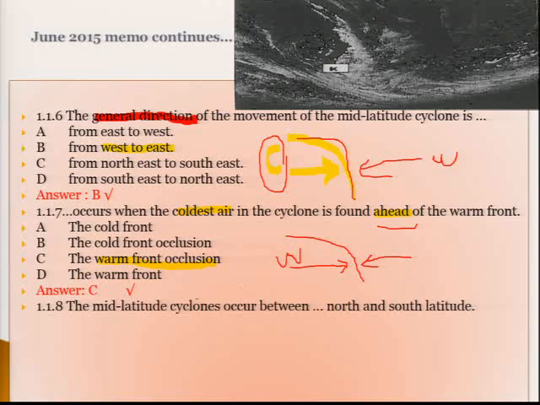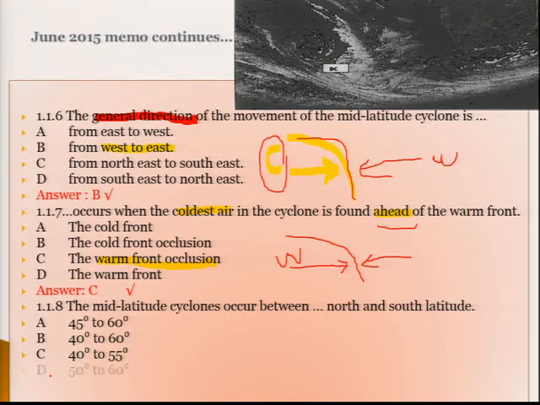Let's move to 1.1.8. Mid-latitude cyclones occur between what, of the north and the south latitude? Is it occurring between 40 to 60 degrees? Is it occurring between 45 to 60? Or between 40 to 60 degrees? Or between 40 to 55 degrees? Or 50 to 60 degrees? The latitudinal position of our mid-latitude cyclone always occurs between the 40 to 60 lines of latitude.